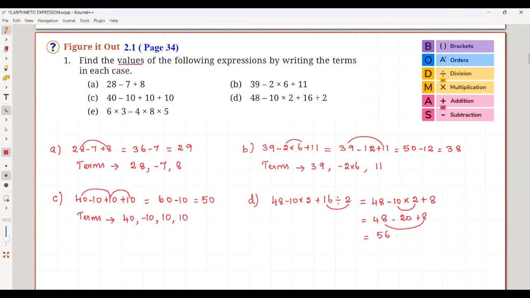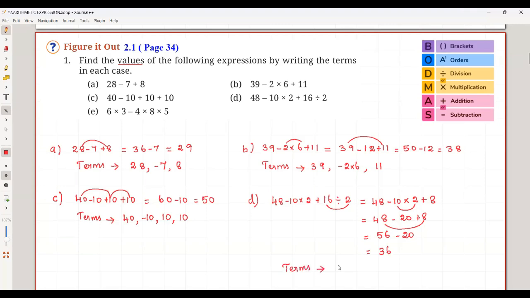56 minus 20. Subtraction at the last. 56 minus 20, we'll be getting 36. 36 is the answer. Now from this, I have to identify the terms, right? So what are the terms I have?